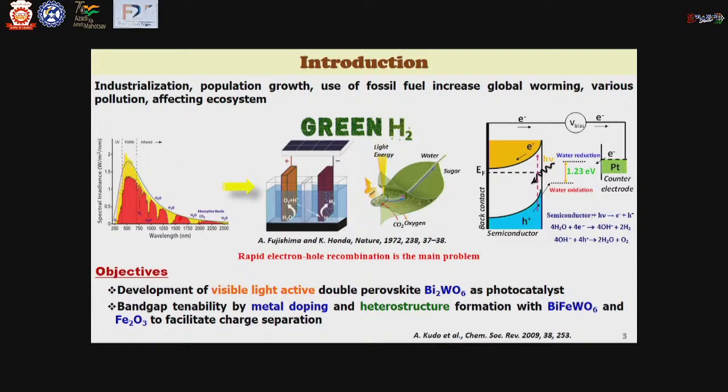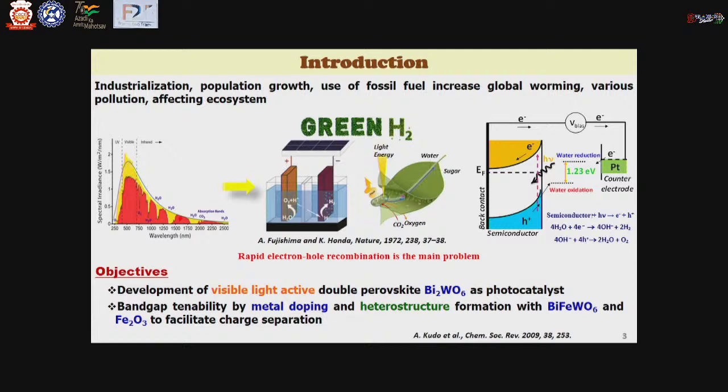Okay. Myself Susmita, SRF of the Energy Material Device Division. My topic is strategic modification of double perovskite bismuth tungsten oxide with enhanced photocatalytic activity under visible light. So these are the contents I will cover.